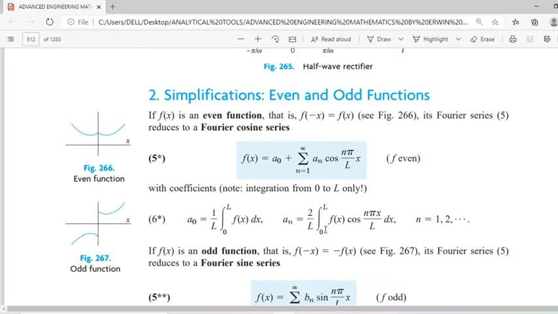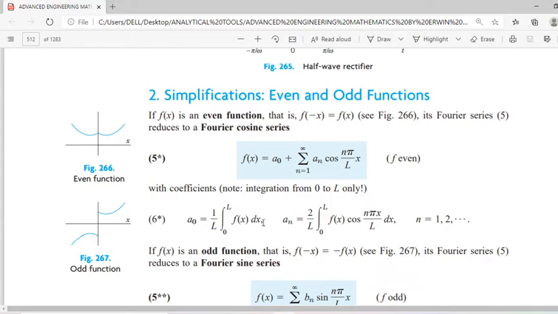Now we consider even and odd functions. So what is an even function? What is the basic requirement for a function to be even? That is f of minus x equal to f of x. Cos x is an even function because cos x equals cos of minus x. x square is an even function, that means x square is equal to minus x whole square. So in that case, the Fourier series becomes a naught plus the summation n from 1 to infinity of an cos n pi x by l, if f is even.